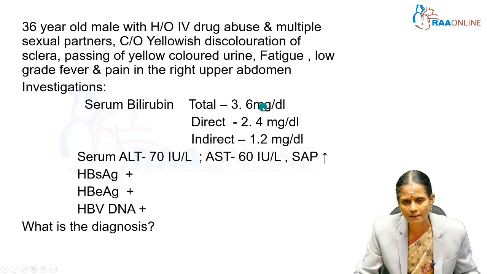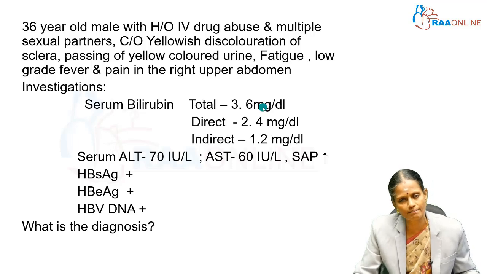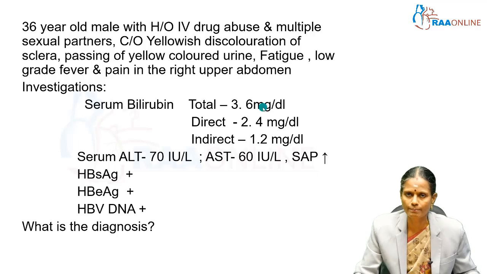Is it normal? 3.6 milligram per deciliter is the total bilirubin given for this patient. What is the normal? It is 0.2 to 1.2 milligram per deciliter. Normal total serum bilirubin is 0.2 to 1.2.